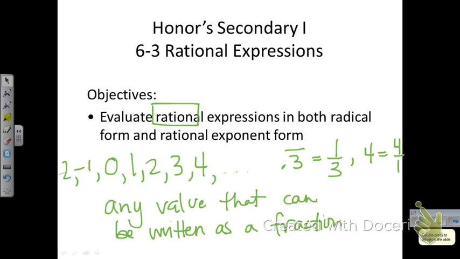So here we're going to evaluate rational expressions in both radical form and in rational exponent form. So that means you're going to have some exponents now that are fractions.